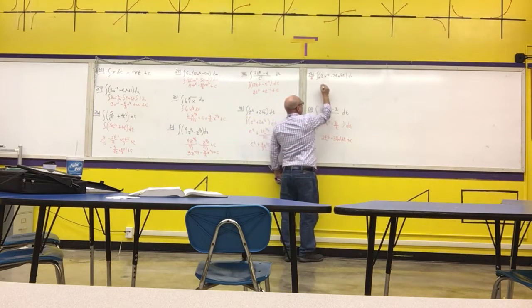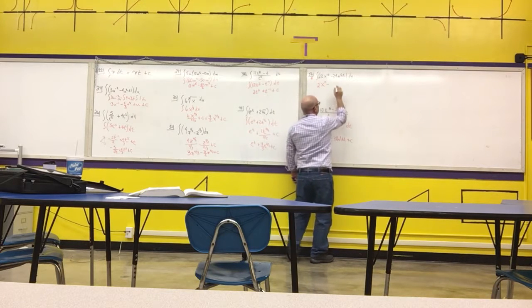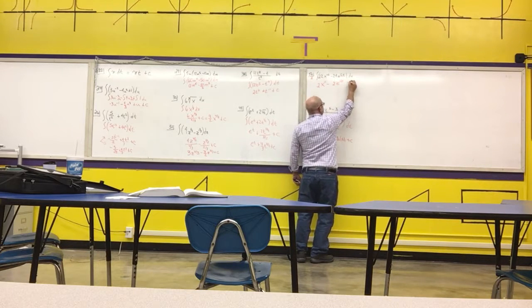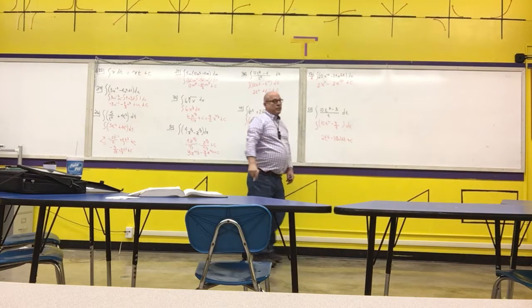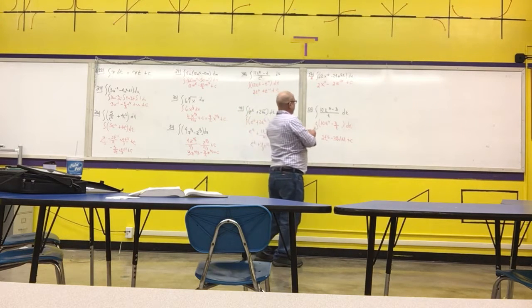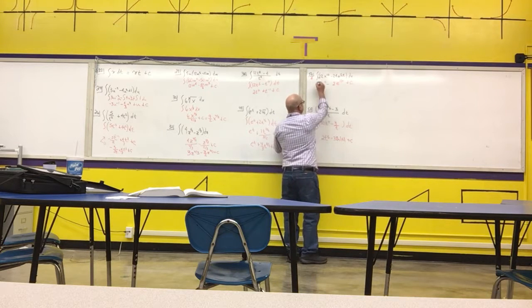So add 1 to the exponent. Divide by the new exponent. 22 divided by 11 is 2. Minus, well, I'm just going to copy the e to the 12x, and instead of multiplying by 12, I'm going to divide by 12. Negative 24 divided by 12 is negative 2, plus c. So now let's take the derivative of this whole thing and see what we get.